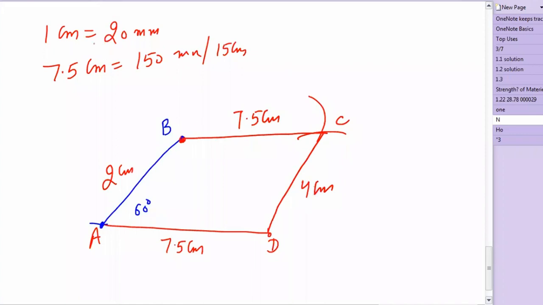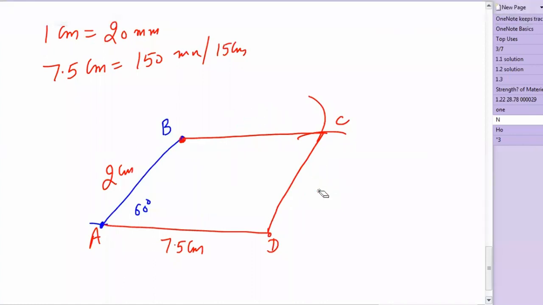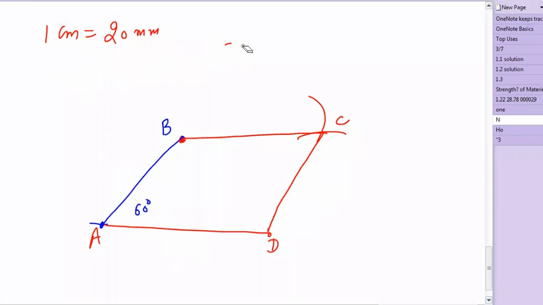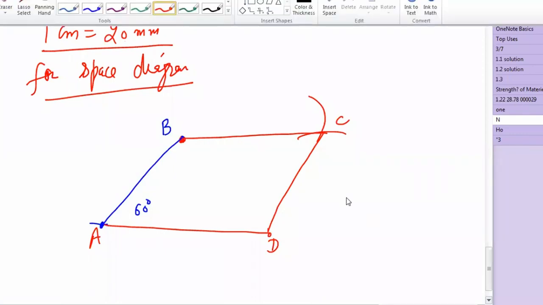You don't need to write 7.5 centimeters, 4 centimeters. Write the given data. Don't write this data; it is just for your convenience. But put this at least: let the scale be 1 centimeter equal to 20 mm for the configuration diagram. For the configuration or space diagram you need to write the scale, like on graph paper in 8th, 9th class, where one box is equal to 20 units. So is this diagram clear to you?